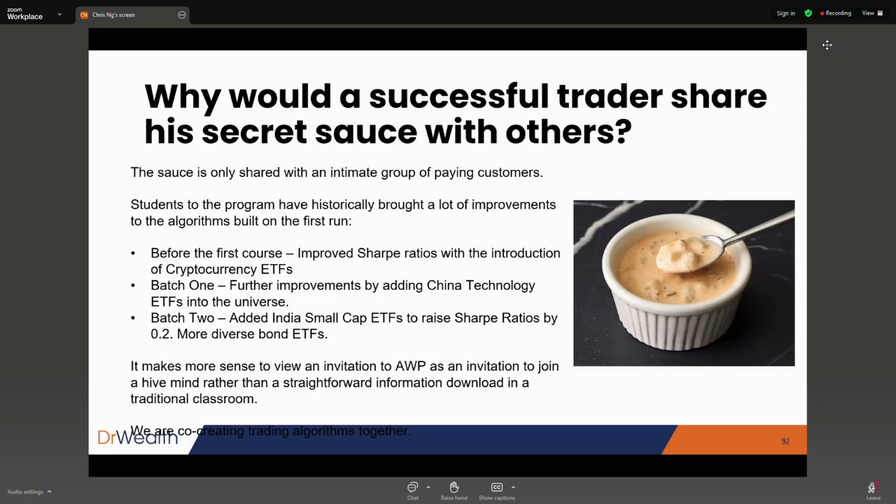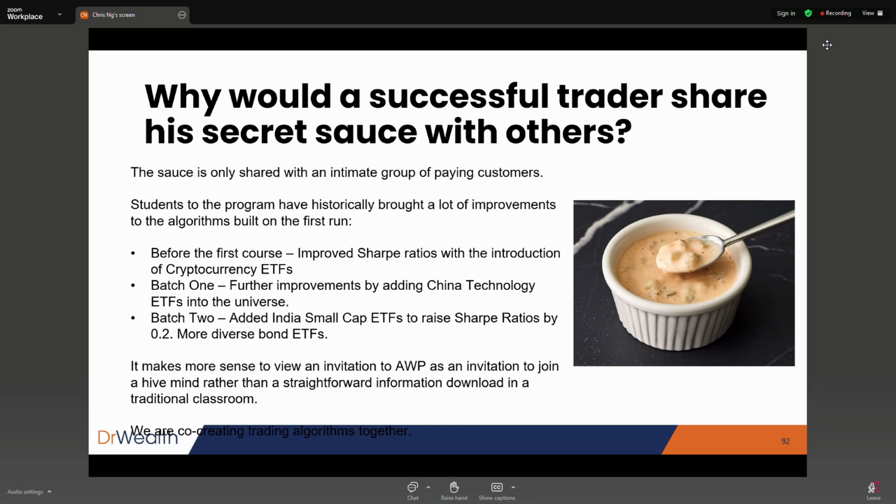The next question is, why would a successful trader share his secret sauce with other people, all right? So the first point is that this is only shared with an intimate group of paying customers. This is a very small community of people who are interested in looking at a new way of investing, all right? But the fact of the matter is that my students have, over successive course runs, improved the performance of these programs and were kind enough to share with me.